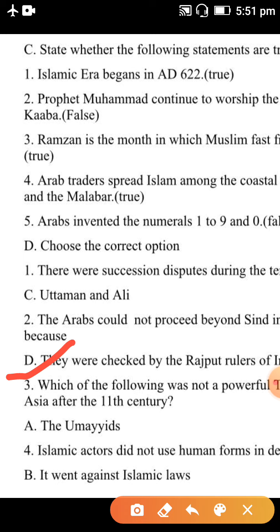Okay, and here for the first, C1 is the answer. Next one is which of the following was not a powerful Turkish group in West Asia after the 11th century? So it was Umayyad, not powerful. Okay. Fourth one is Islamic artists did not use human forms in decoration because it went against Islamic law. B1 is the answer. Okay.